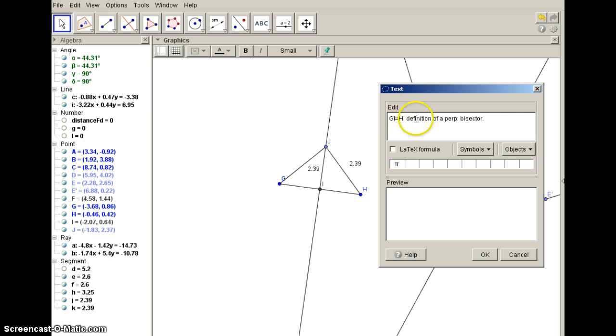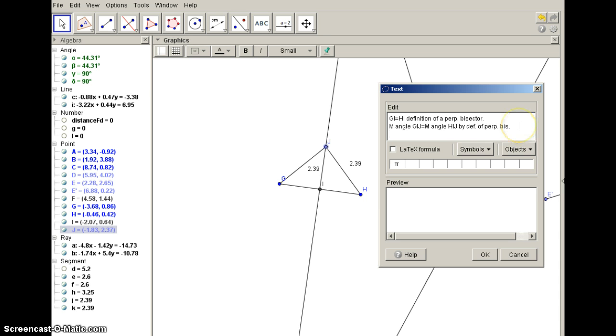Well, also, we know that the measure of angle GIJ is equal to the measure of angle HIJ. So we're talking about GIJ is equal to HIJ. How do I know that? Well, again, by the definition of a perpendicular bisector. Okay? And that means this has to be perpendicular, so they both have to be 90-degree angles.